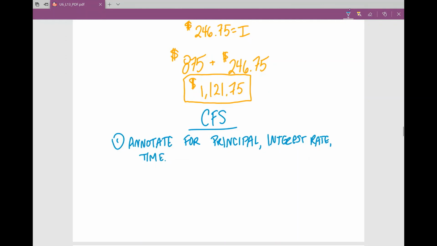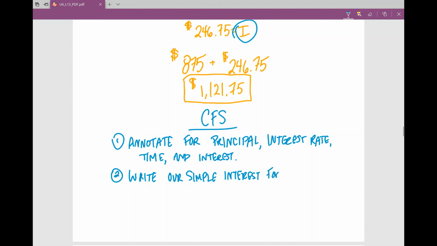And then sometimes the problem is just going to give you the I, and you have to plug in for other things. So also annotate for the interest if they give it to you. Annotate for whatever they give you. Number 2, we have to write our formula. Write our simple interest formula. And lastly, we know when we have a formula written, we need to substitute and evaluate.